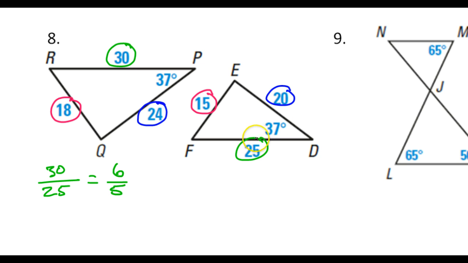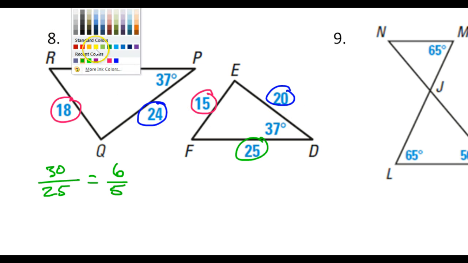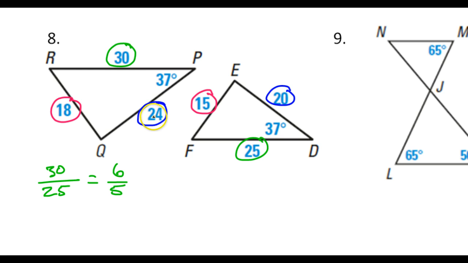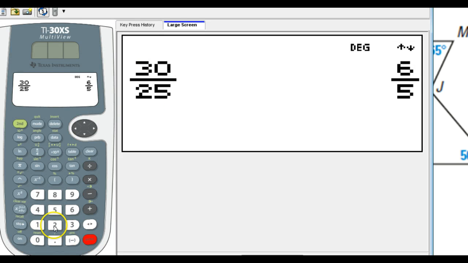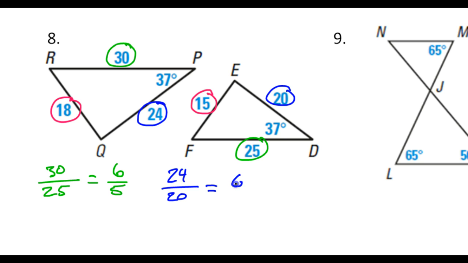Okay, now let's do the blues. So that would be 24 over 20. Alright, let's see if that gives us the same thing. Oh look, 6/5 again. So the corresponding sides are proportional, and of course we had the angle in the middle. So that means that these two triangles are similar by side-angle-side similarity.